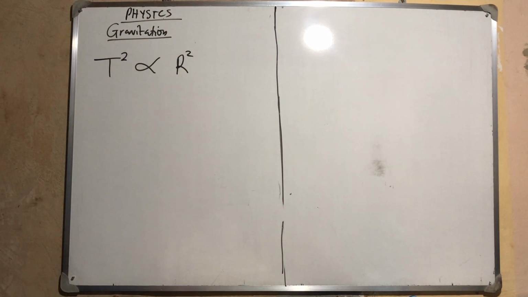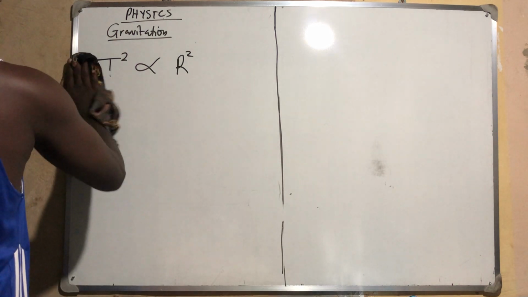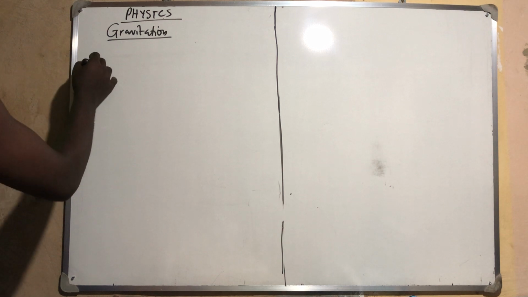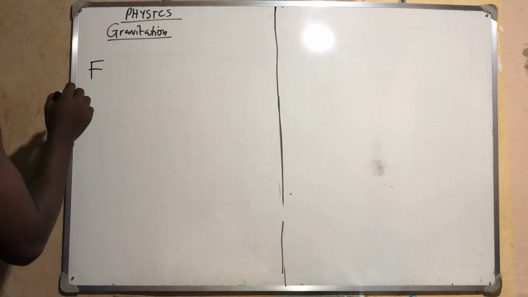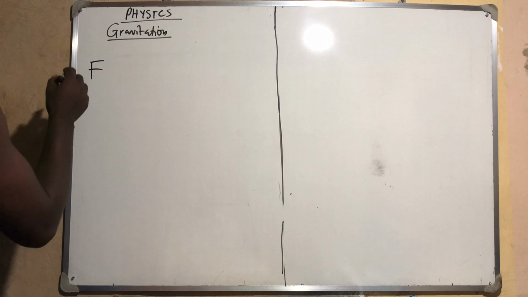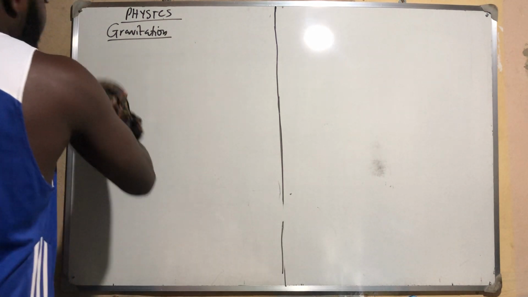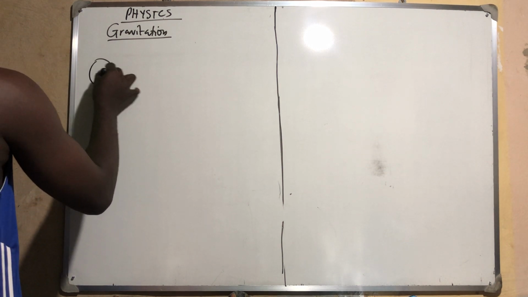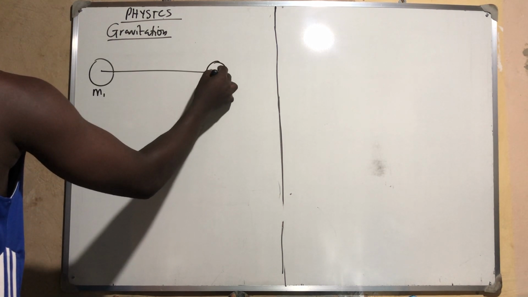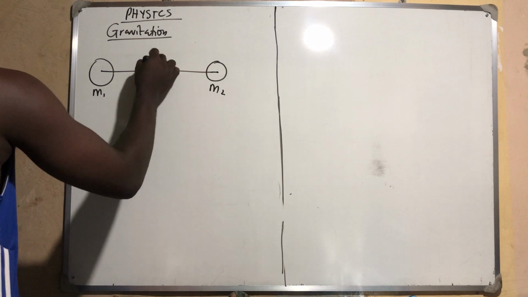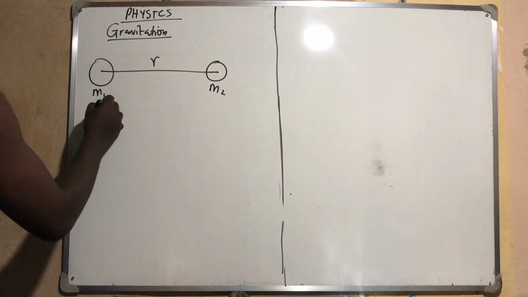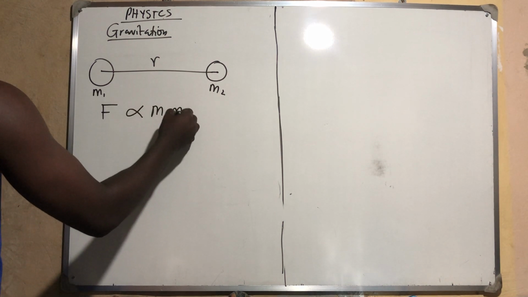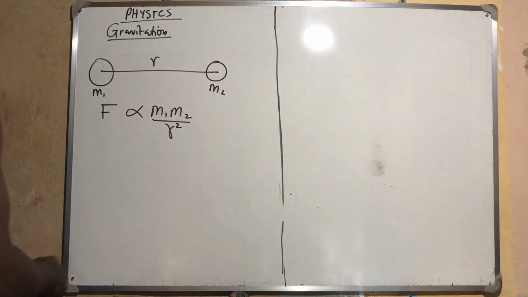So the next one we'll be talking about, which is the main one, is Newton's law of gravitation. Newton's law of gravitation stated that the force of attraction between two masses, m1 and m2, if you have two masses like this, m1, m2, and this is their distance apart, he said that the force of attraction between these two masses is directly proportional to the product of the masses and inversely proportional to the square of their distance apart.